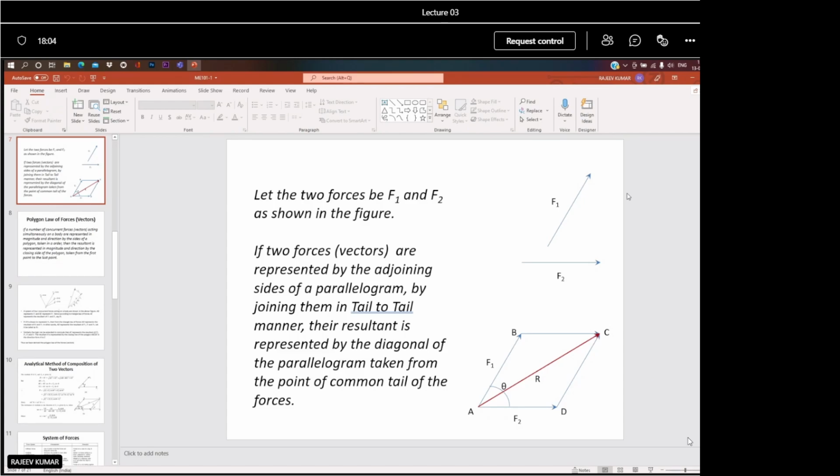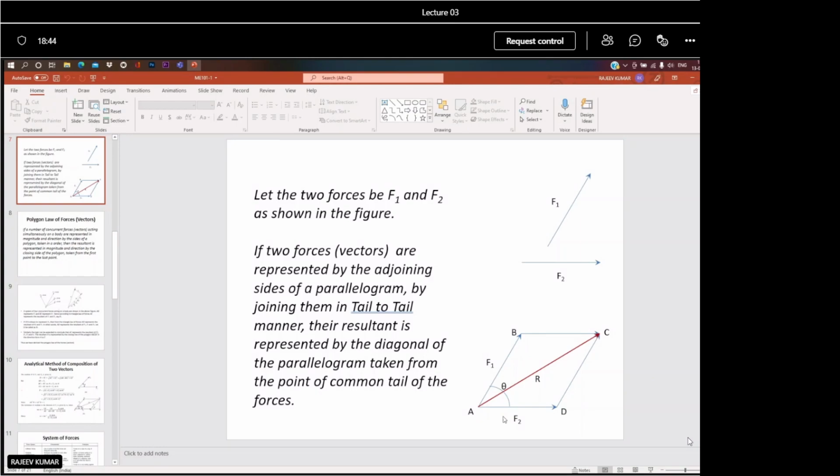So Lami's theorem states that if a body is in equilibrium under the action of only three forces. In the parallelogram, I discussed two forces, and the resultant makes the three forces. So from this you can see the three forces, and you can also derive Lami's theorem here. Lami's theorem states that if a body is in equilibrium under the action of three forces, each force is proportional to the sine of the angle between the other two forces.